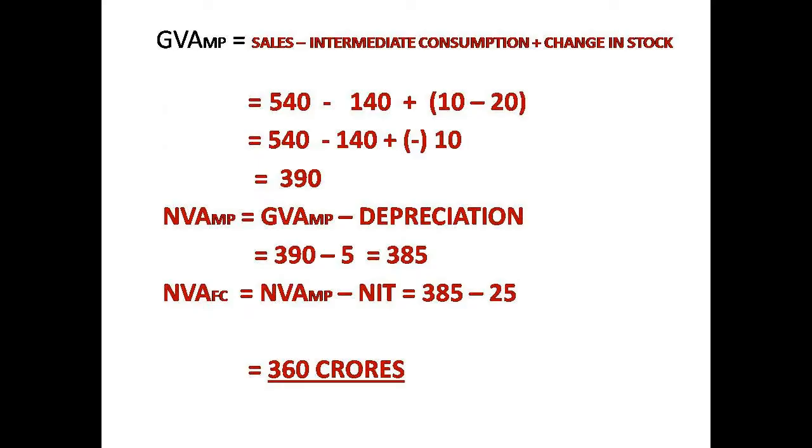Let us now see how this problem is solved. First, write the formula. GVA-MP is equal to sales minus intermediate consumption plus change in stock. Here sales is 540, given in the problem. Intermediate consumption is not given directly, but purchase of raw materials is given. Purchase of raw materials is nothing but intermediate consumption.